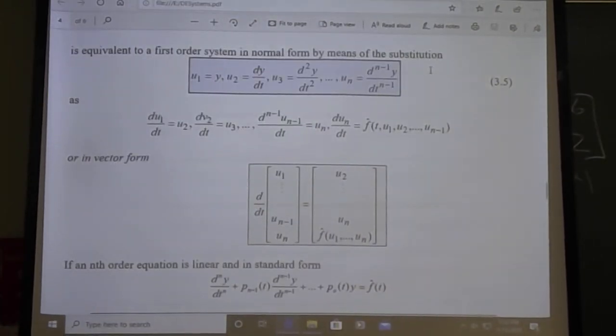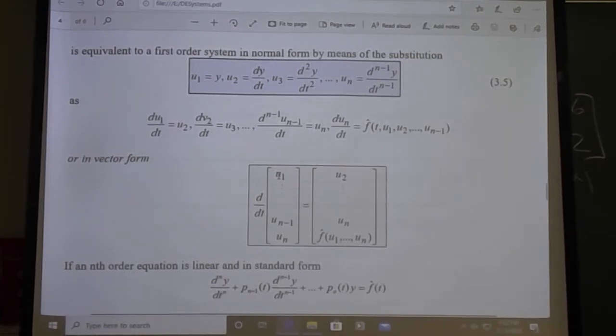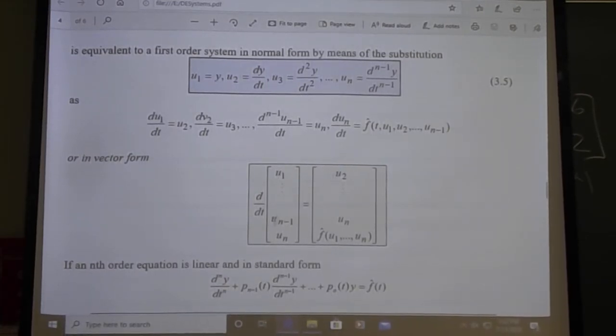And here's what it looks like. Well, you see du1/dt equals u2, du(n-1)/dt equals un, and here's the differential equation, dun/dt equals f.